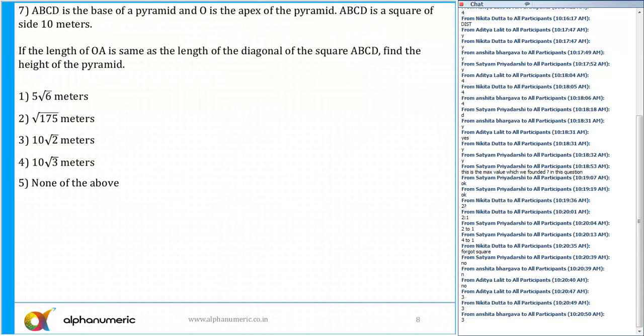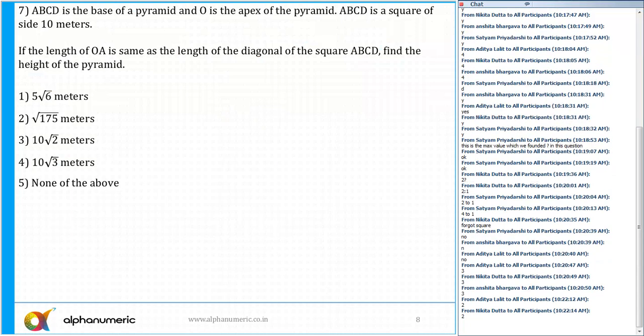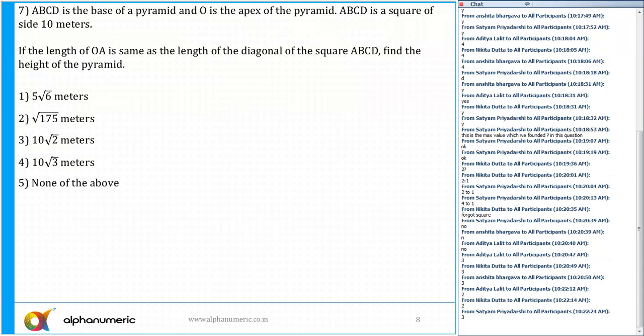Question number 7. What is the answer for question number 7? Please tell me. This is also easy. It says ABCD is the base of a pyramid. So I can draw a base of a pyramid. Let's say this is the base of a pyramid. Mark the points A, B, C, D. And it is a square of side 10. If the length of OA, O is the vertex or apex of the pyramid. So O is the apex of the pyramid here.